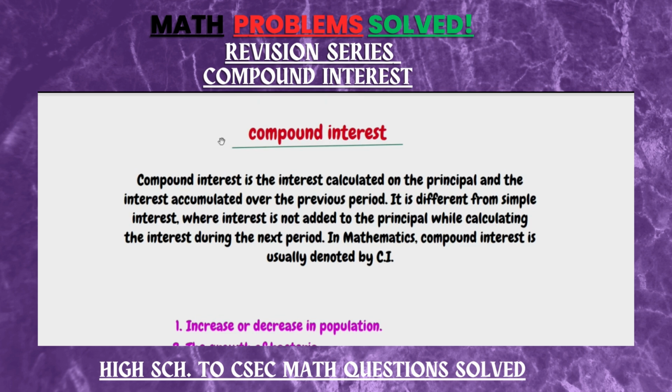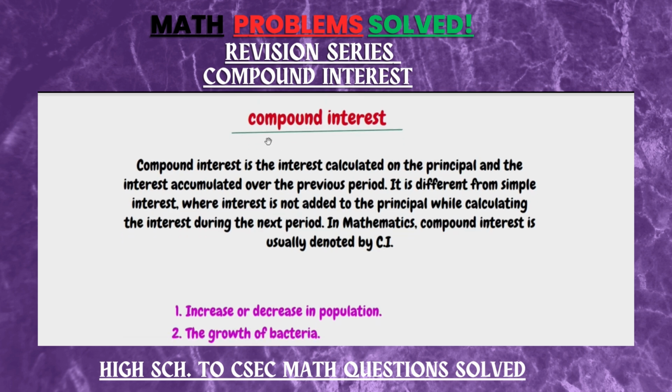So it's also an interest, like we calculated the simple interest, but there is a difference between simple and compound interest. It is different from simple interest, where the interest is not added to the principal while calculating the interest during the next period. In simple interest, we just take the same principal for all periods. But in compound interest, we have to take a principal different from that of simple interest. You will understand this statement when we solve the questions, right?